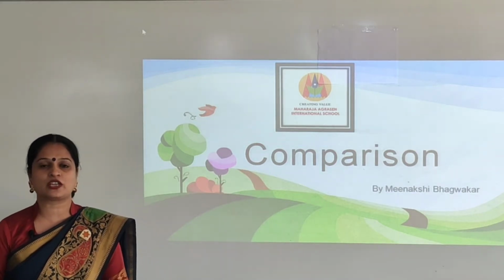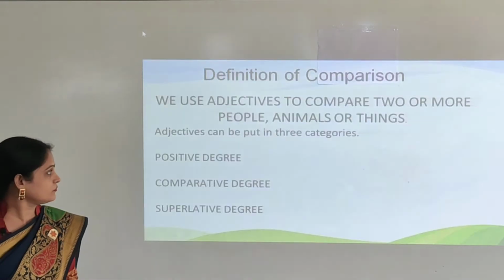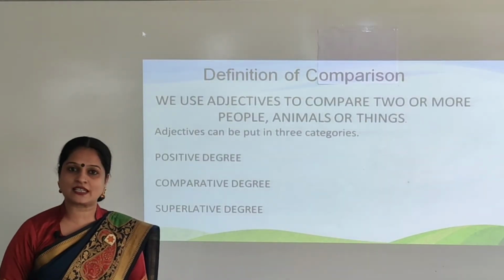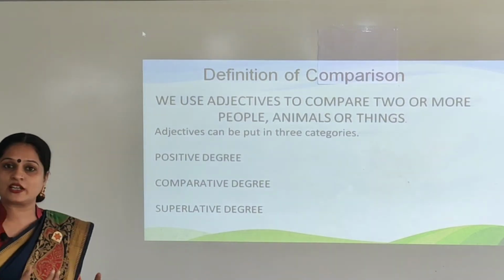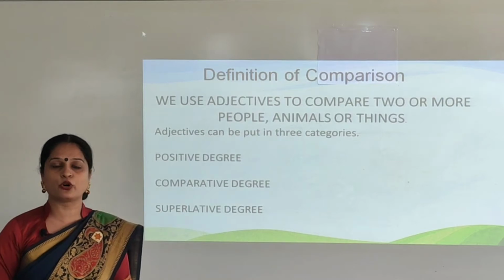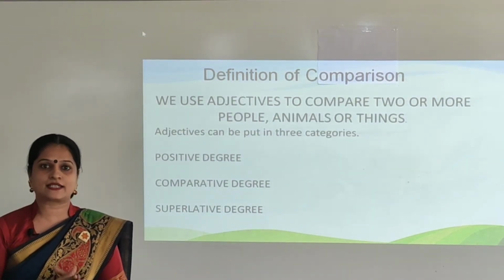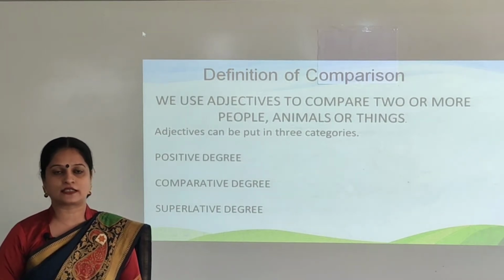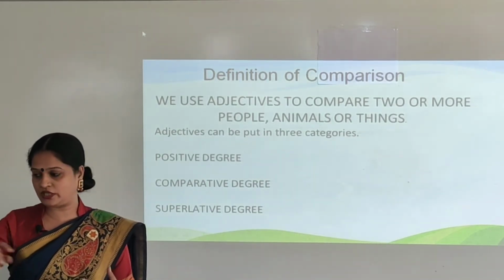Today I am going to teach you English grammar and my topic is comparison. Comparison itself means that we are going to compare things. What is the definition of comparison? We use adjectives to compare two or more people, animals or things. Adjectives are categorized in 3 degrees: positive degree, comparative degree and superlative degree.